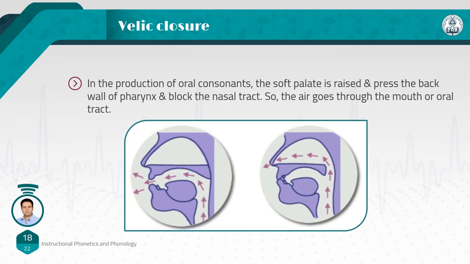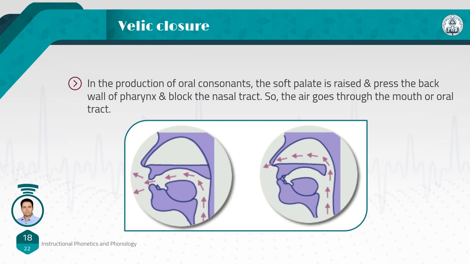In the production of oral consonants, the soft palate is raised and presses the back wall of the pharynx and blocks the nasal tract, so the air goes through the mouth or oral tract. If you look at the picture, you can see that on the left we have velic closure, and on the right the soft palate allows the air to go through the nose. On the left side, the soft palate blocks the nasal tract. When the nasal tract is blocked by the soft palate, we call it velic closure. That is, the velum closes the passage of the air. This is called velic closure.